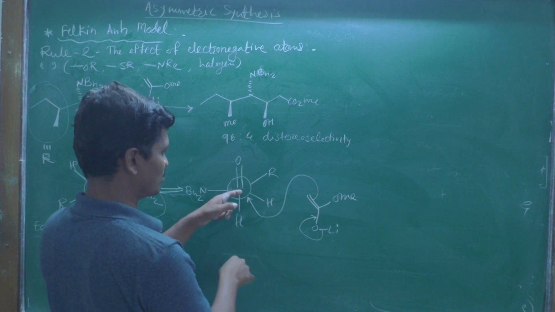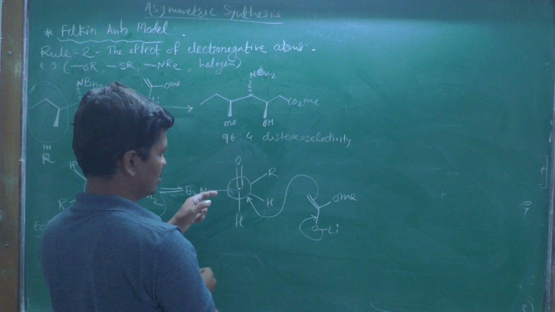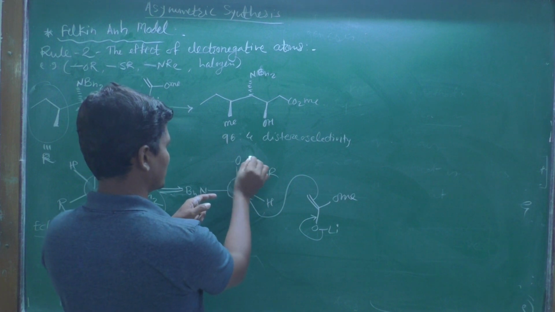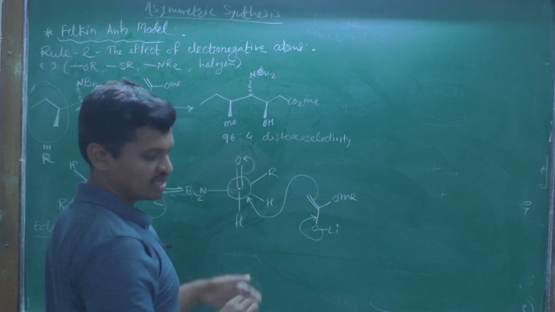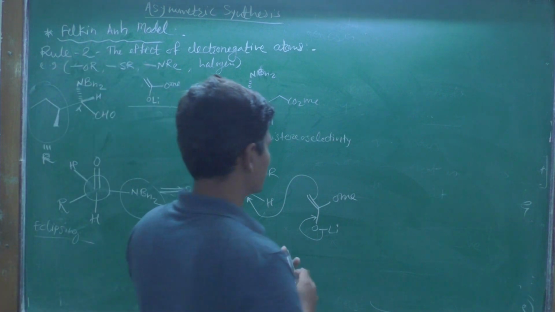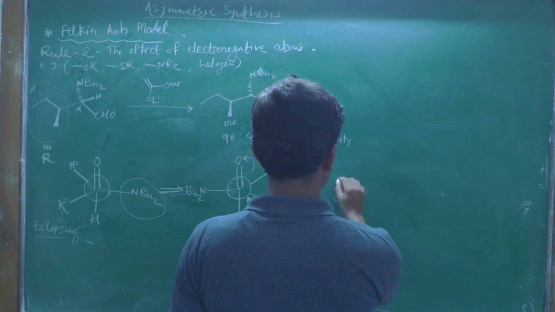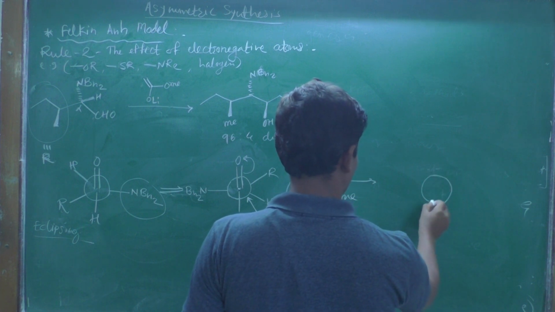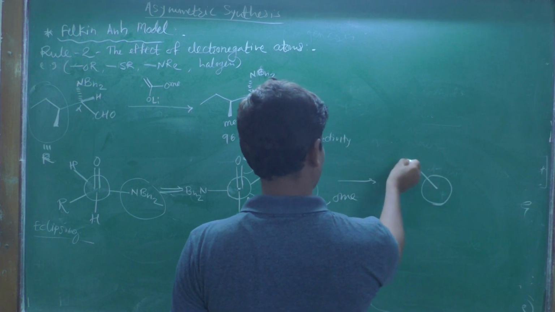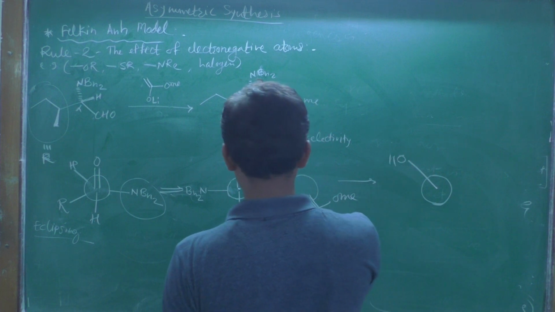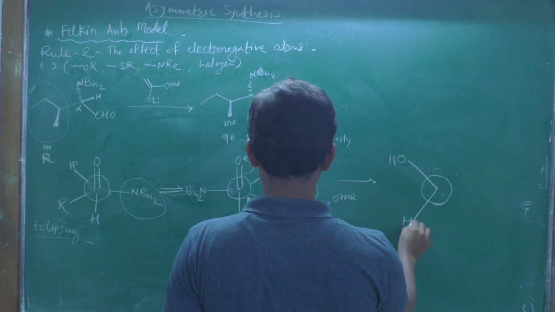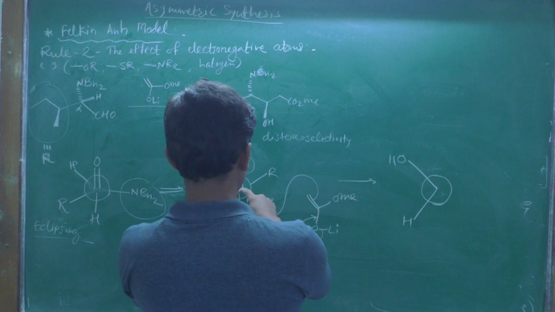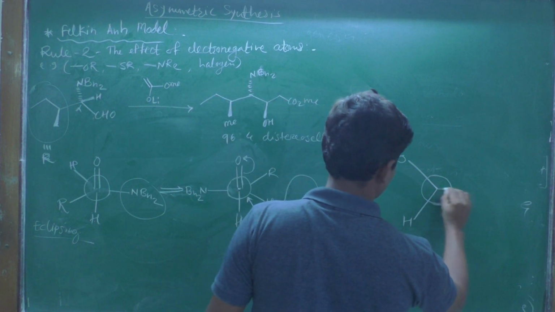It will attack on this carbonyl carbon. This is the carbonyl carbon, and that's why this carbon-oxygen double bond gets broken, and we are getting a hydroxy group. Okay, so the case will be like this. So this is the carbonyl carbon, front carbon atom. We are getting hydroxy here. Hydrogen will be here, and the incoming nucleophile at this position.